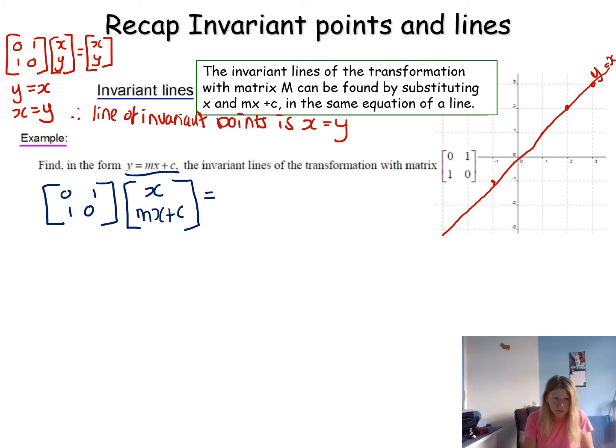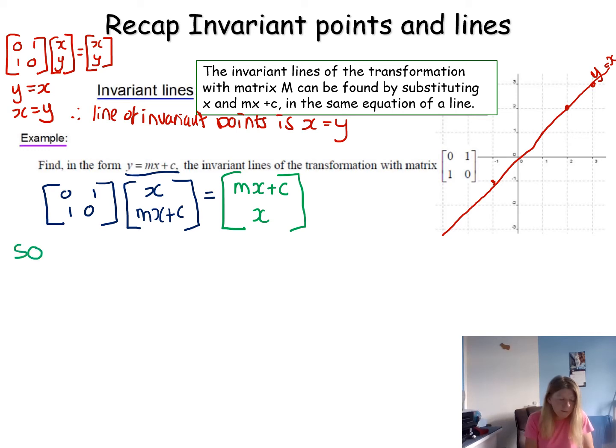So (0, 1), (1, 0) times this. What do we get when we multiply out this matrix? Well, we get mx plus c, and we get x there. Right, what's been spat out here must also lie on that line y equals mx plus c. So let's write that down.